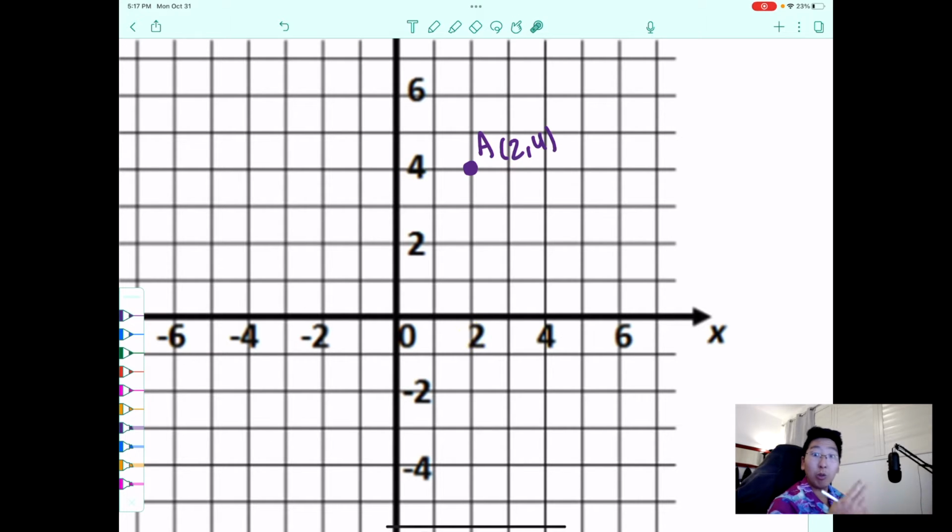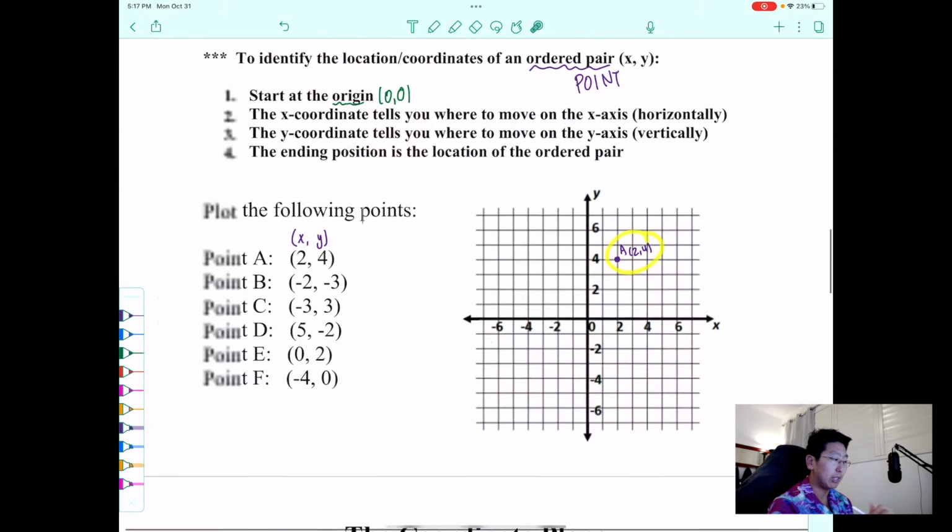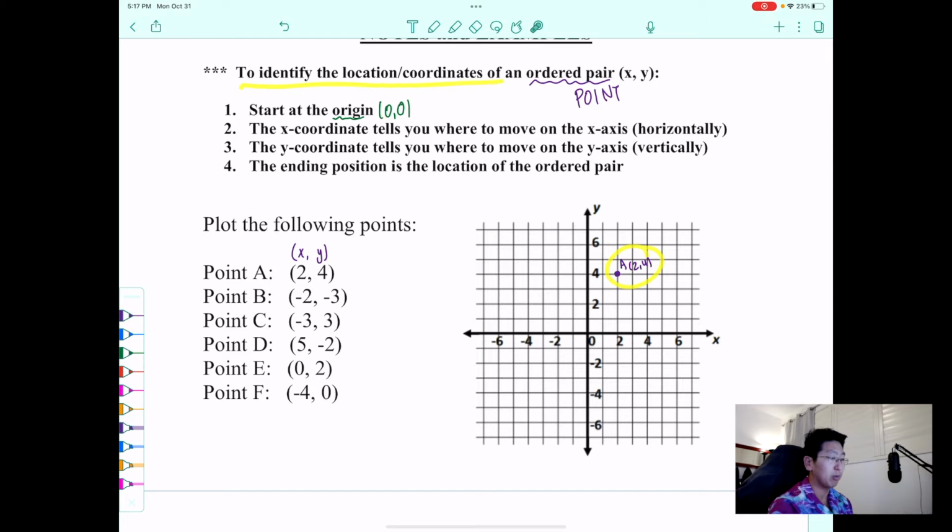Okay, each coordinate ordered pair is going to be 1 point, and that's kind of what I was saying here. So to identify the location of the coordinates of an ordered pair, point (x, y), all of these are going to be 1 point, where we find the x value first, and then we go find the y value, up or down, and then we draw a dot, and we say that's point A. Okay, hopefully that makes sense to you.